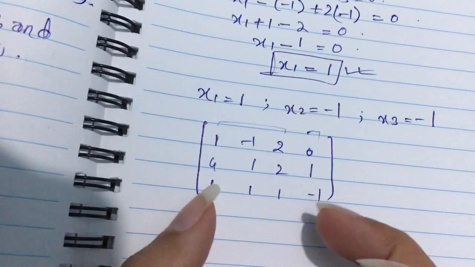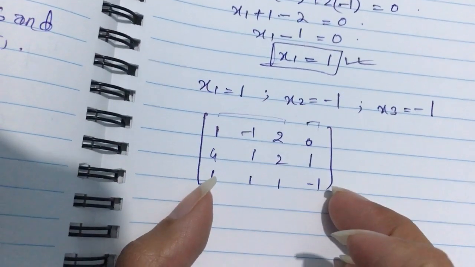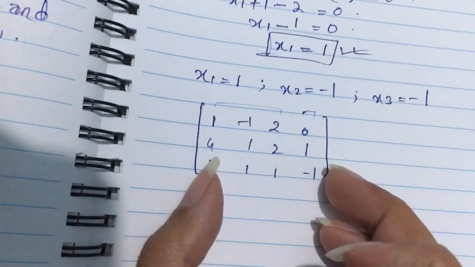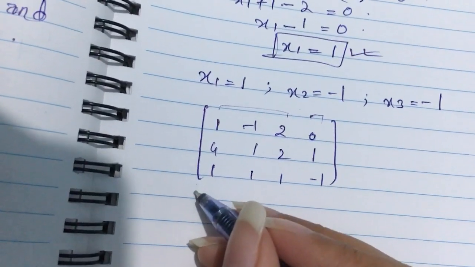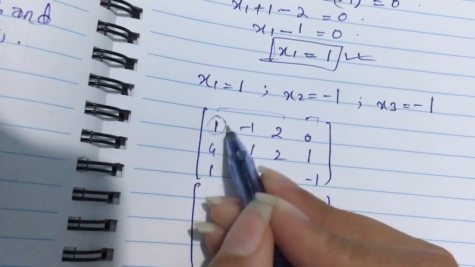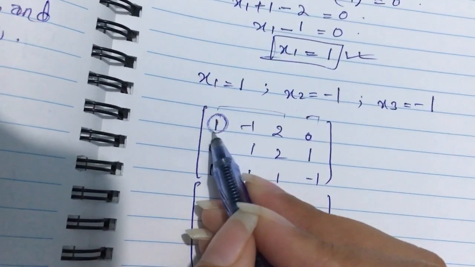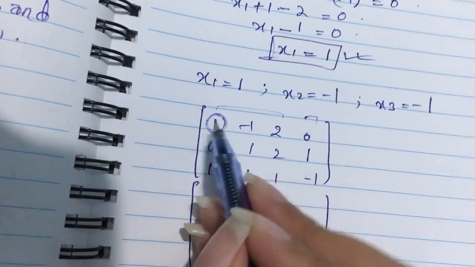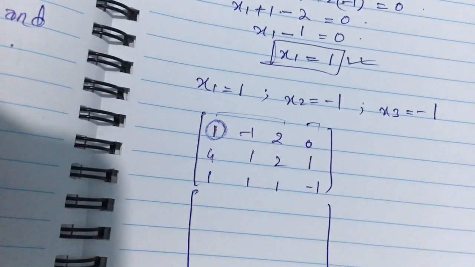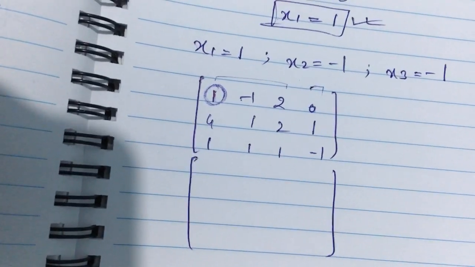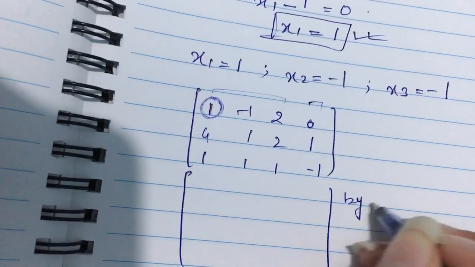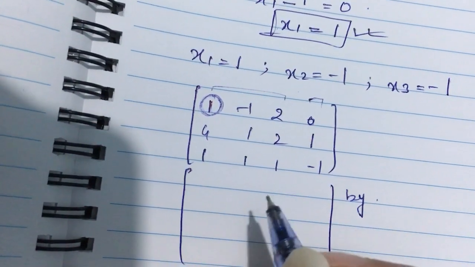So now I am going to solve this by applying row operations. First, the first element is 1 here, this is the pivot element. Now here I am applying some row operations.